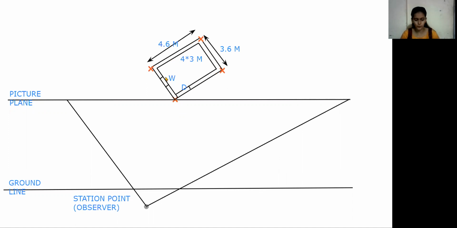Let's first consider these 4 points and connect the lines to the station point. Now, we need to connect the corner point to the station point. But here, we need to erase the line between picture plane and ground line. So you can draw the full line, otherwise put your scale between the corner point and station point, but draw line only up to the picture plane. You can draw the full line and erase it, otherwise draw it up to the picture plane. Same way, you need to connect other corner points also.